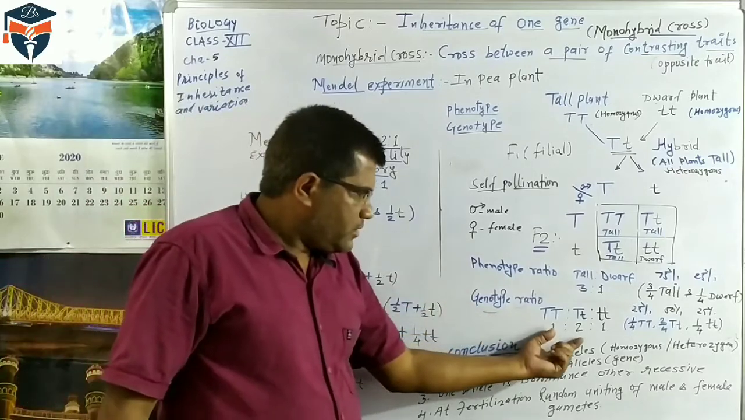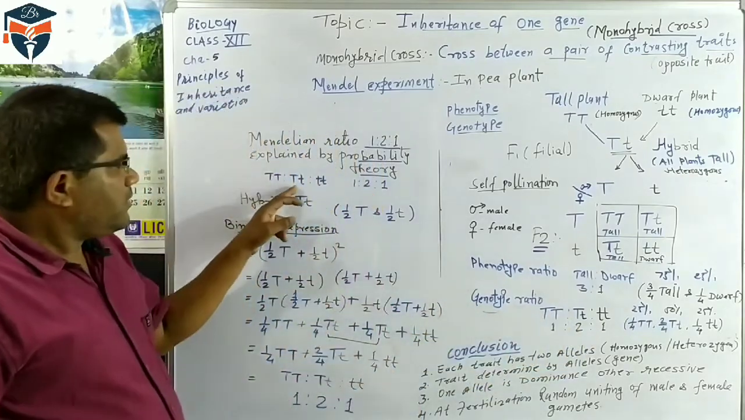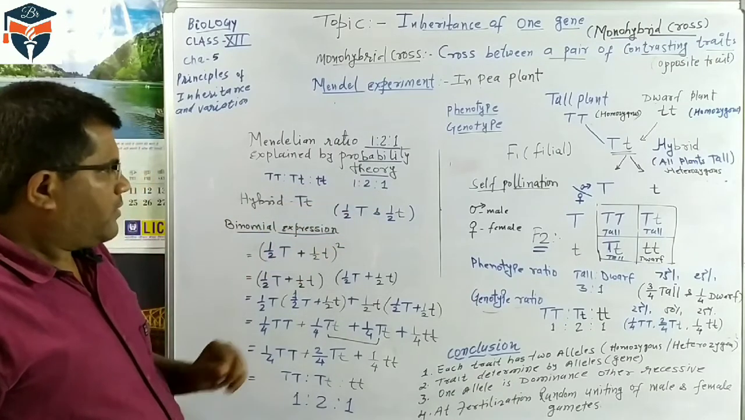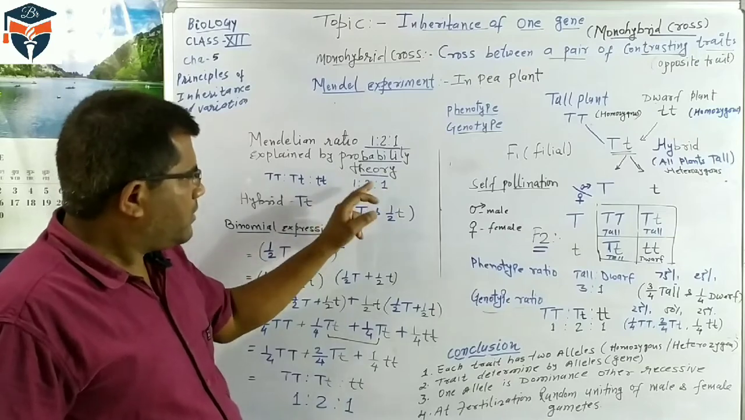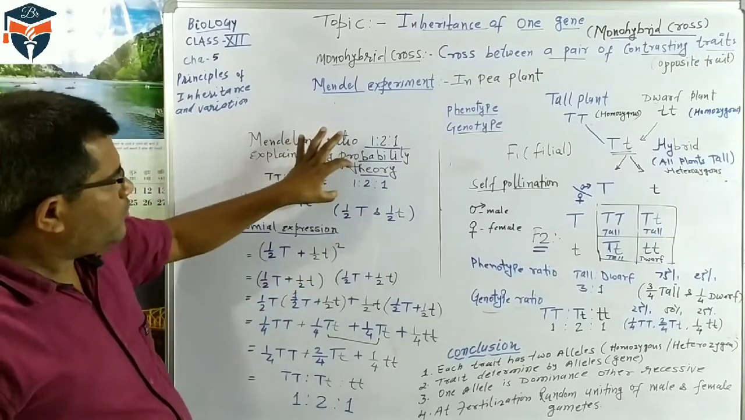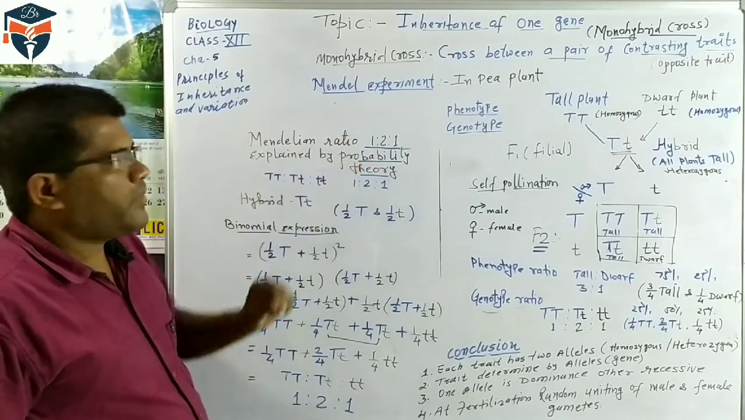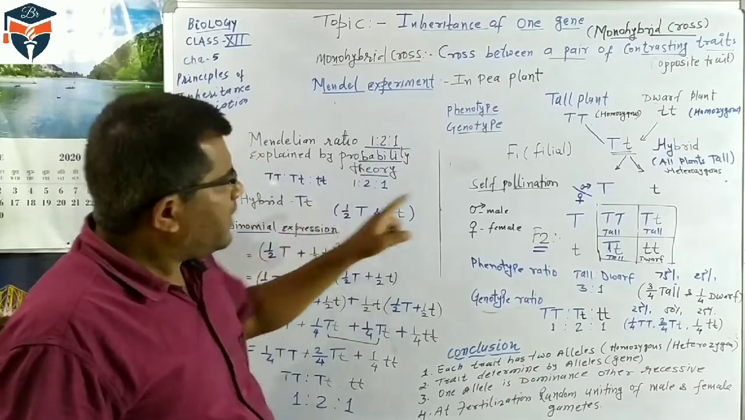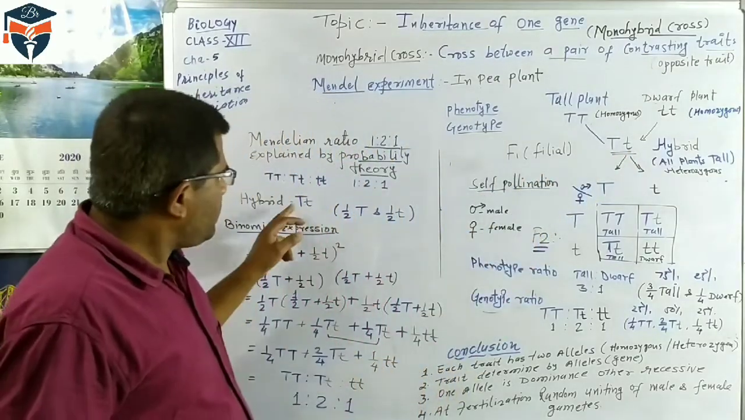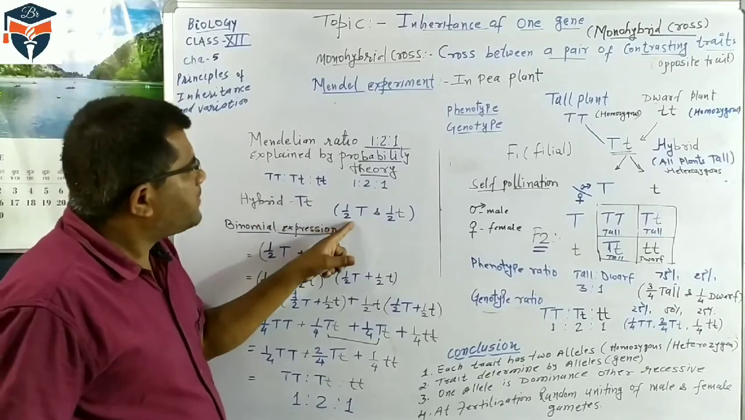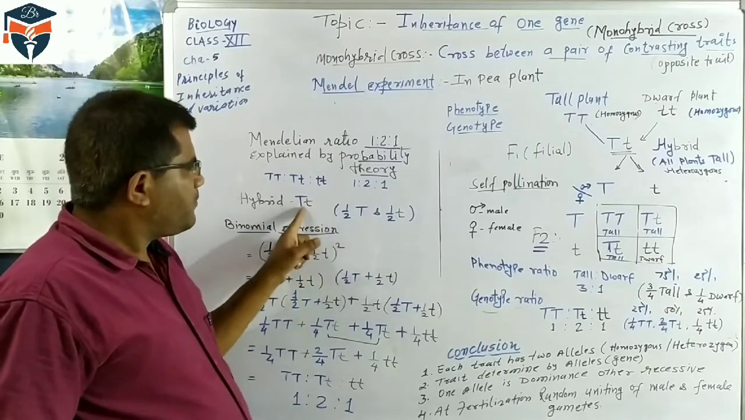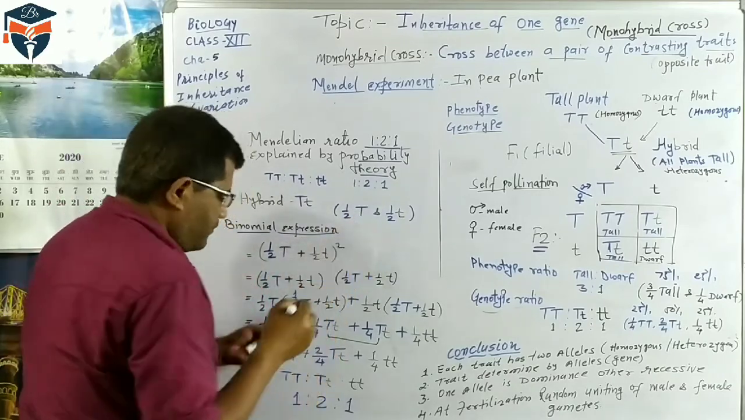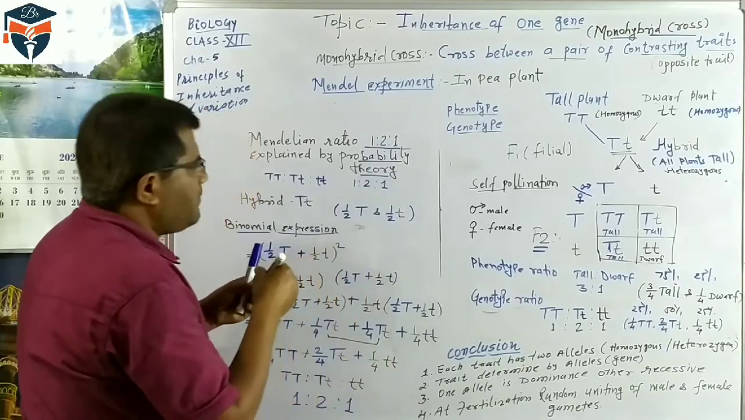Genotype, as I mentioned here, 1:2:1. This is the genotypic character, and we have to prove it by the probability theory. Students, we have the hybrid. Hybrid is having capital T and small t. In this hybrid, 1/2 are the capital T and 1/2 are the small t. So capital T is 50% and small t is 50%.